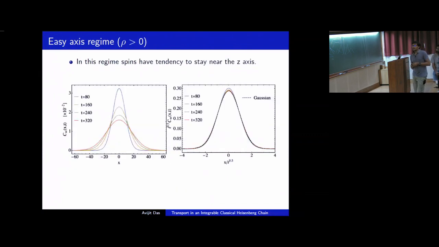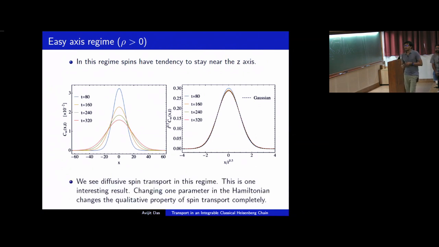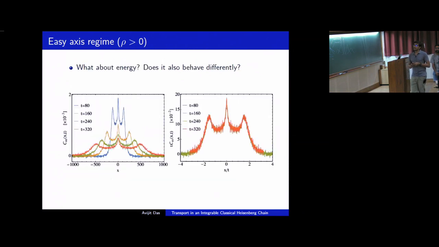What about the easy axis regime? We see a difference: spin is Gaussian. So suddenly it becomes Gaussian, right? We change the parameter in the Hamiltonian, and spin transport becomes diffusive. That is strange. And what about energy? Energy remains ballistic. Why?